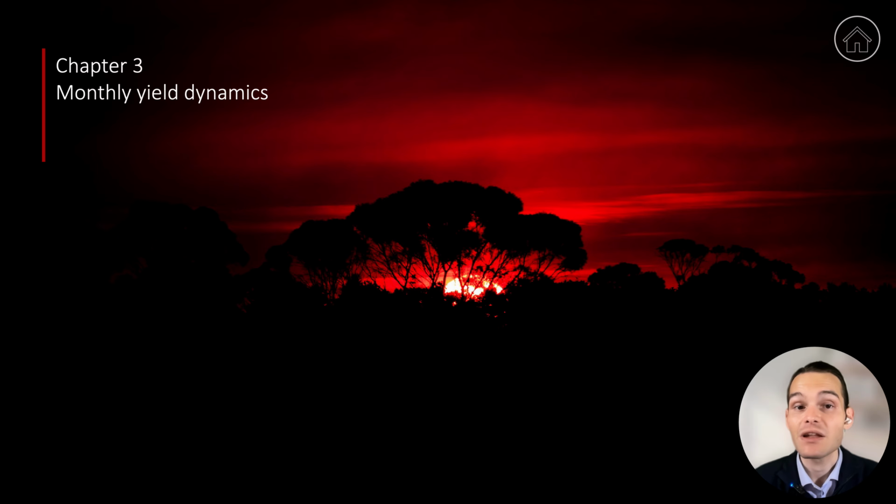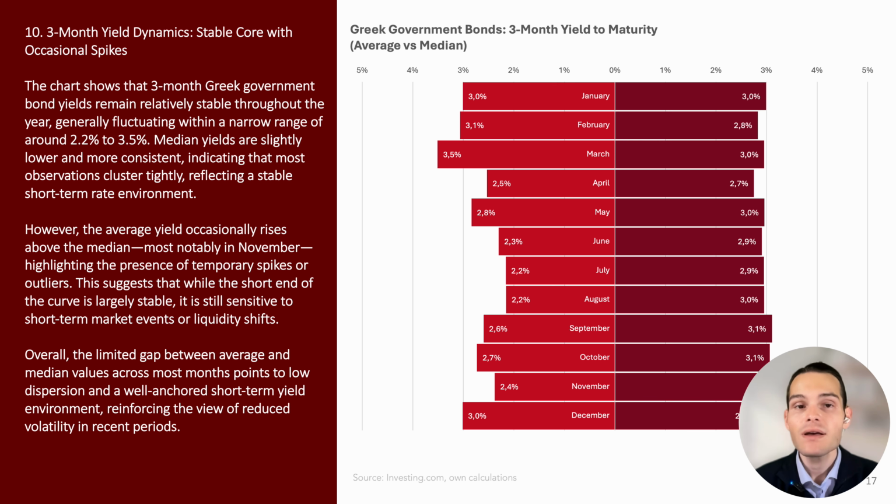We now move from the long-term evolution of Greek bond yields to a closer look at monthly yield dynamics. The monthly behavior of 3-month Greek government bond yields appears relatively stable compared to longer maturities. Average and median yields remain close to each other across most months, suggesting limited volatility in short-term borrowing costs. Although temporary spikes appear in some periods, the overall pattern indicates that short-term Greek bond yields became increasingly stable over time.